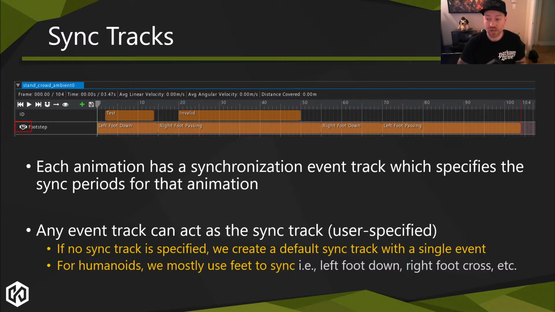So any track can be the sync track. It just says, I'm going to specify some intervals that are synchronization periods, and that's it. It just says this one in this case has 4 periods, and that's it. For humans, we mostly use the feet, but in some animations we want to do it, and I'll show you use cases where this is super cool to use, and it gives you a lot of flexibility really easily.